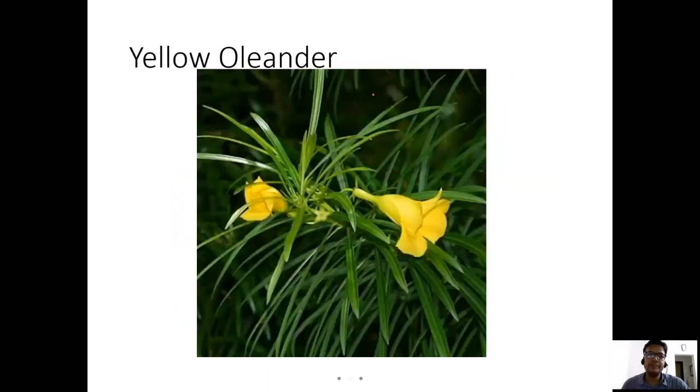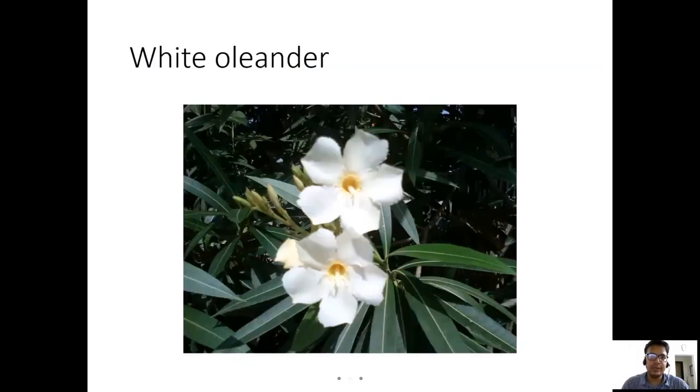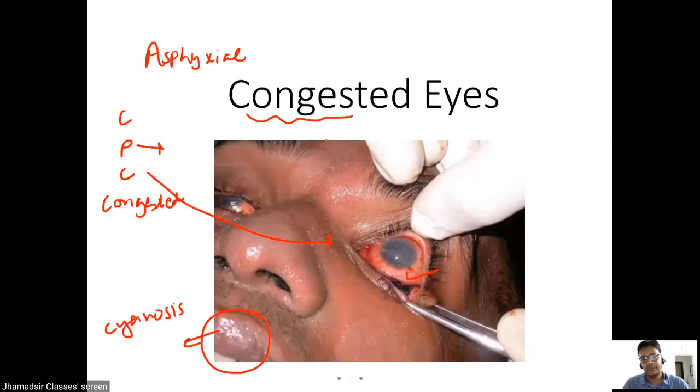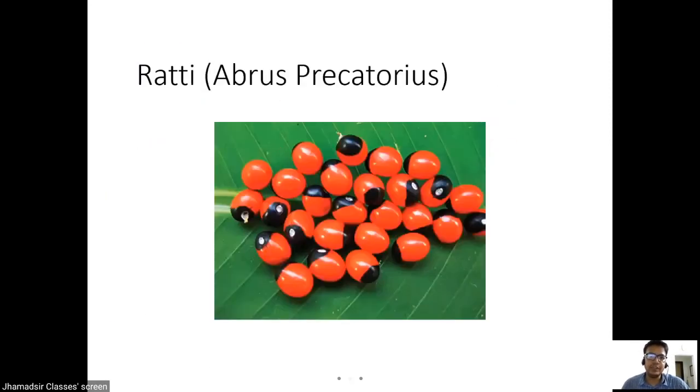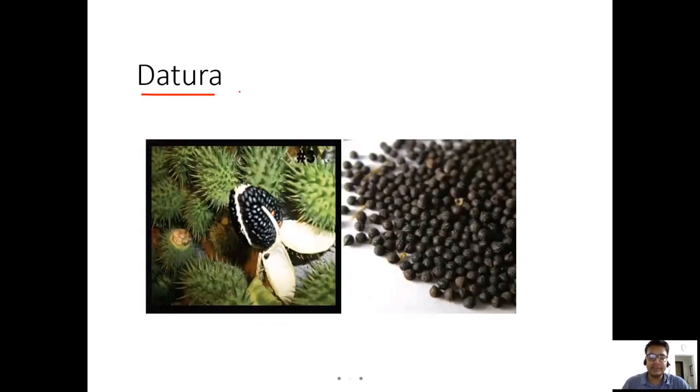This is yellow oleander, Cerbera. This is white oleander, Nerium. This is Ratti. As I told you, Ratti are red seeds. It is known as liquorice. This is Datura. 100 seeds are a fatal dose.